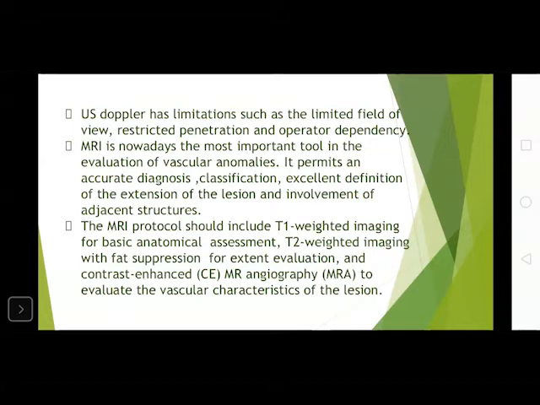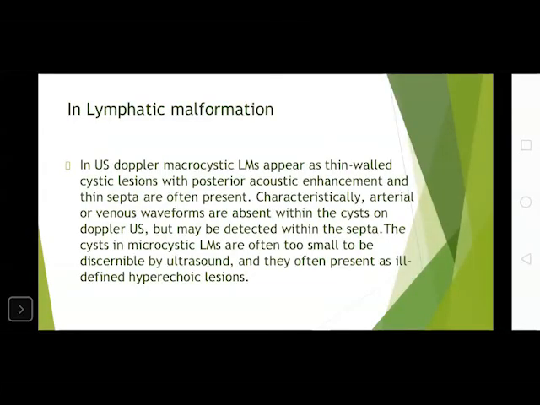The MRI protocol for vascular anomalies includes T1 weighted images for basic anatomical assessment and T2 weighted images for extent evaluation and to detect the presence of a fluid component in the lesion. Contrast MRI angiography can evaluate the vascular characteristics of the lesion. Lymphatic malformation can be macrocystic or microcystic.